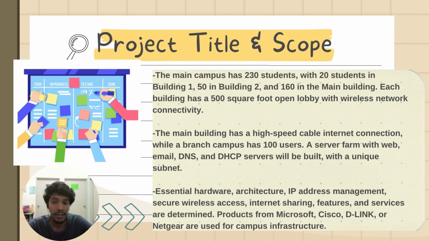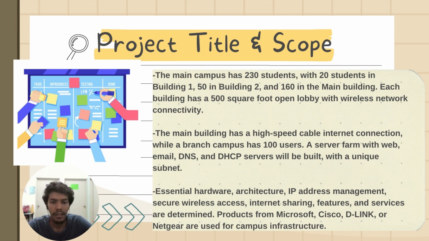Hello guys, my name is Nitishwaran and now I want to present about the project title and the scope. So for the main campus, we have 230 students with 20 students in building 1, 50 in building 2 and 160 in the main building. Each building has a 500 square foot open lobby with wireless network connectivity. The main building has a high-speed cable internet connection, while the branch campus has only 100 users.